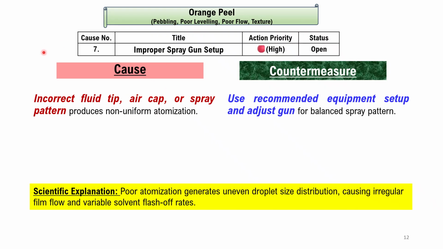Seventh probable cause could be improper spray gun setup, that is, incorrect fluid tip, air cap, or spray pattern produces non-uniform atomization. Its scientific explanation could be poor atomization generates uneven droplet size distribution, causing irregular film flow and variable solvent flash-off rates. Therefore, use recommended equipment setup and adjust the gun for a balanced spray pattern.